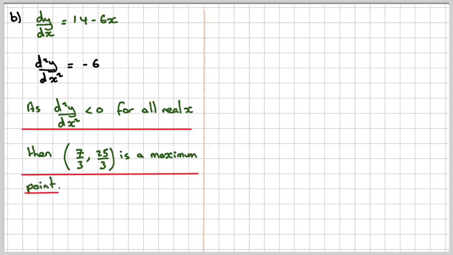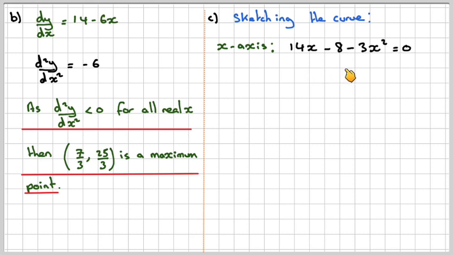Right. Part C, we now need to sketch the curve. So sketching the curve, on the x-axis, 14x minus 8 minus 3x squared will be equal to 0. If we rearrange this to make it easier for ourselves, with 3x squared minus 14x plus 8 is equal to 0. And then we try to factorize it.